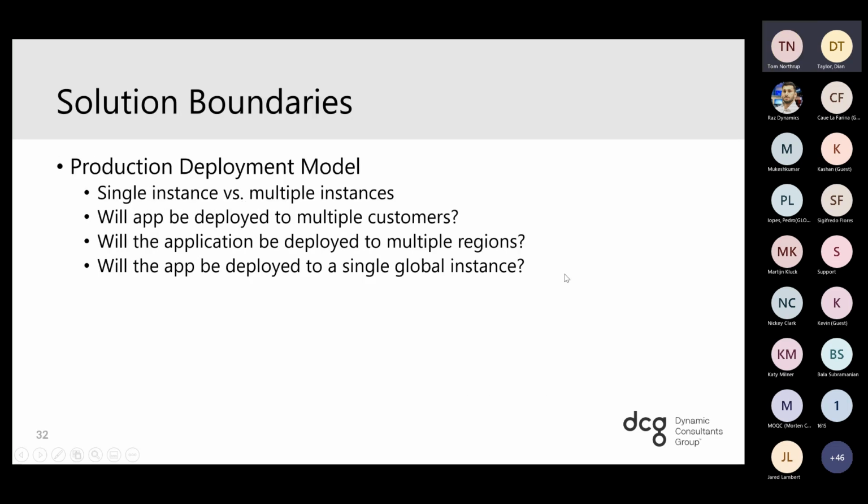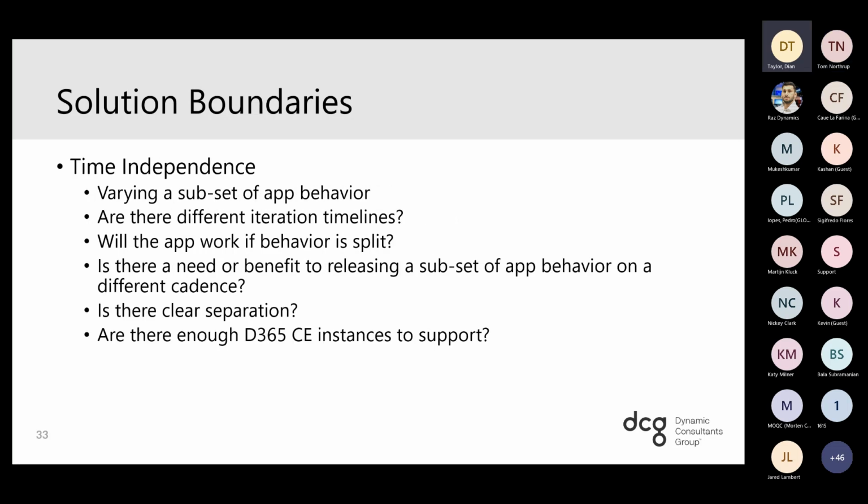And then is it going to be a single versus multiple instances? You've got to ask to determine these solution boundaries. Will the app be deployed to multiple customers? Will the application be deployed to multiple regions? Will the app be deployed to a single global instance? Most of us are dealing with just a single instance. The key, when I'm talking solution boundaries, I'm talking about how you create solutions. What do you put together inside your solution?